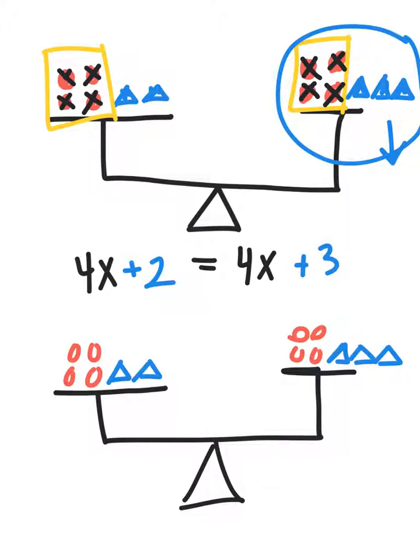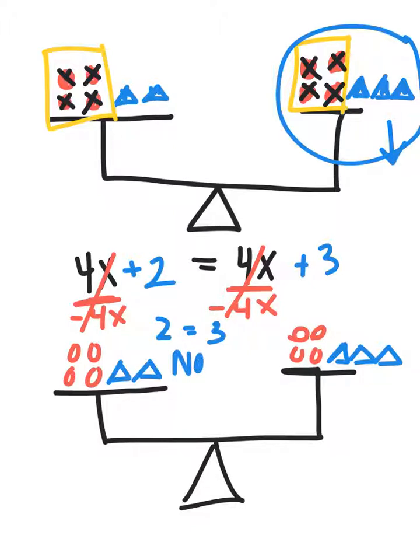If I look at this equation, I notice that 4x is the same on both sides. If I subtract 4x from both sides to get rid of it, I'm left with 2 equals 3. That makes no sense. So we would say that this equation has no solutions. It's actually possible for an equation to have no solutions. If I look at the same scale down here, I'd have to add 1 blue triangle to the left side to make sure it weighed the same amount on both sides.